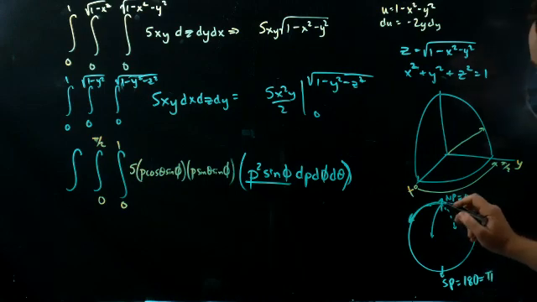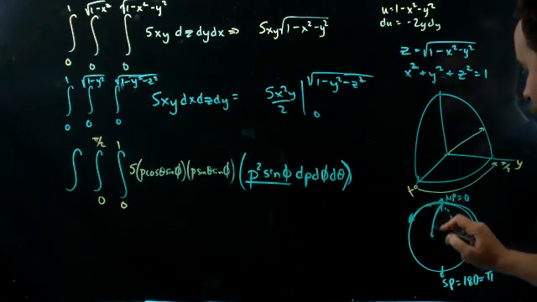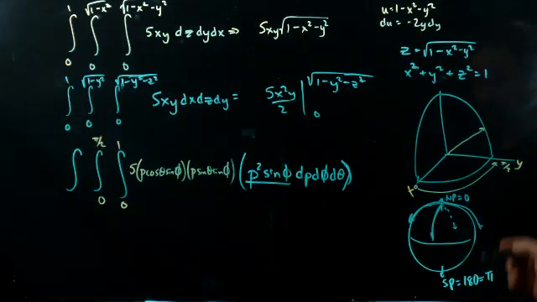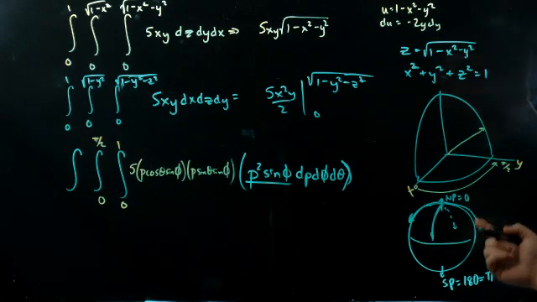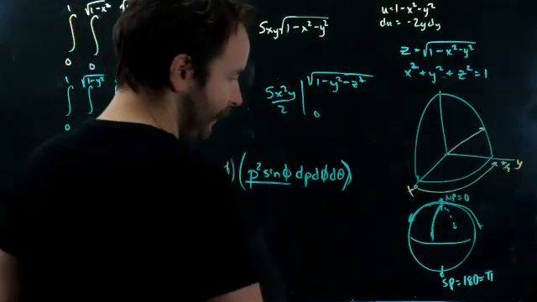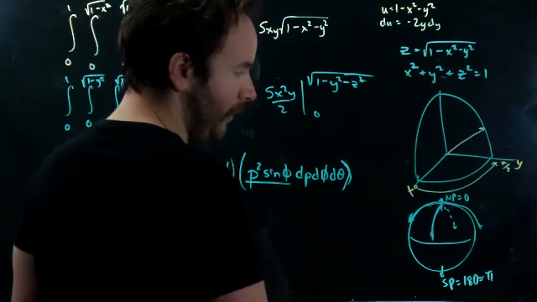How many degrees is it from the North Pole to the equator? I'll put it this way. If we know the North Pole is 0 degrees, and we know the South Pole is 180 degrees, or pi radians, what's the equator? 90, or pi over 2, right?